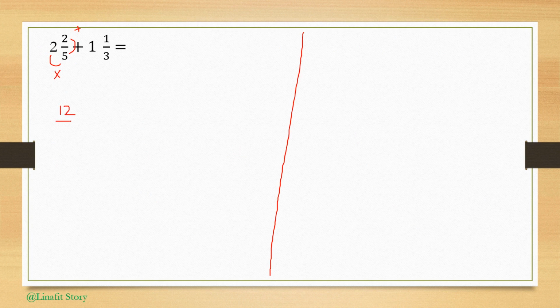So 12 out of 5 plus 1 times 3 equals 3. 3 plus 1 equals 4. So 4 out of 3. Then find the common multiple of 5 and 3, which is 15.